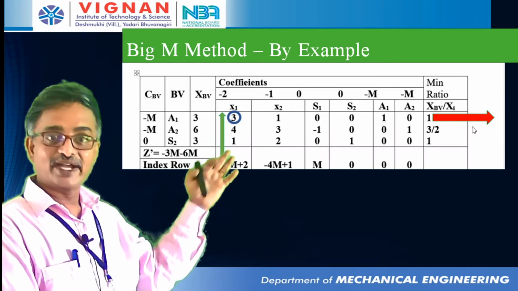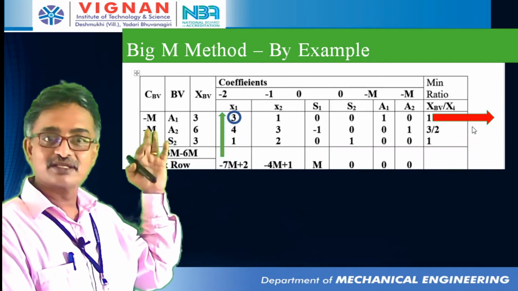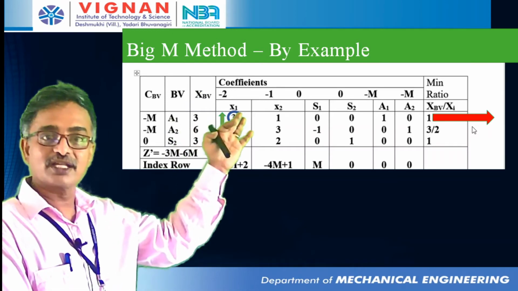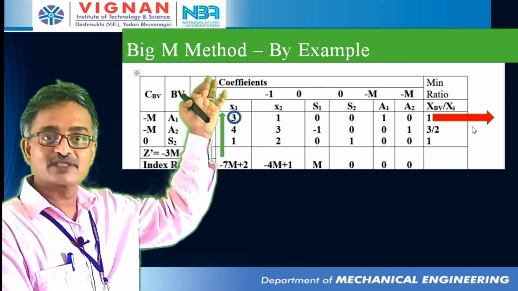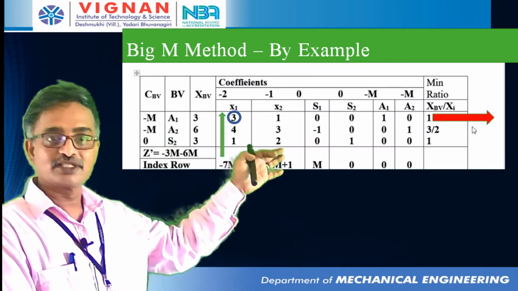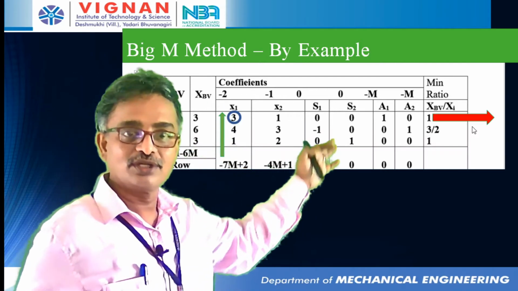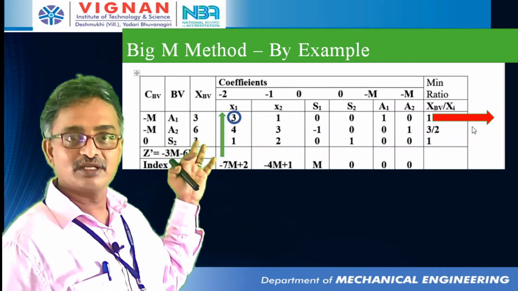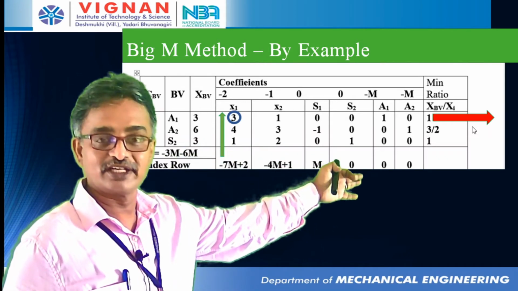Now find the index row. Here 3m minus 4m, so minus 7m, minus of minus 2 plus 2, gives minus 7m plus 2. Similarly 1 minus m minus 3m, so minus 4m, minus of minus 1 plus 1. For s1, minus 1 multiplied by minus m, that's m. s2 is a basic variable, so below the s2 column the index row is 0. a1 is your basic variable, so the last index row value is 0. a2 is also a basic variable in our basis, so below that basic variable the index row will have 0.